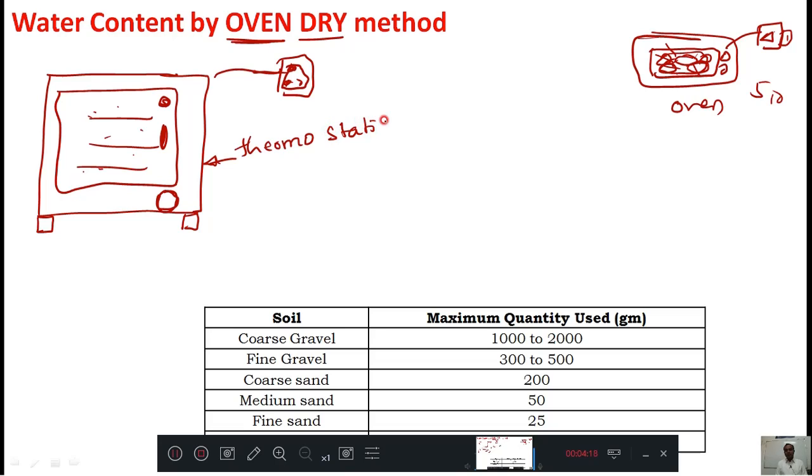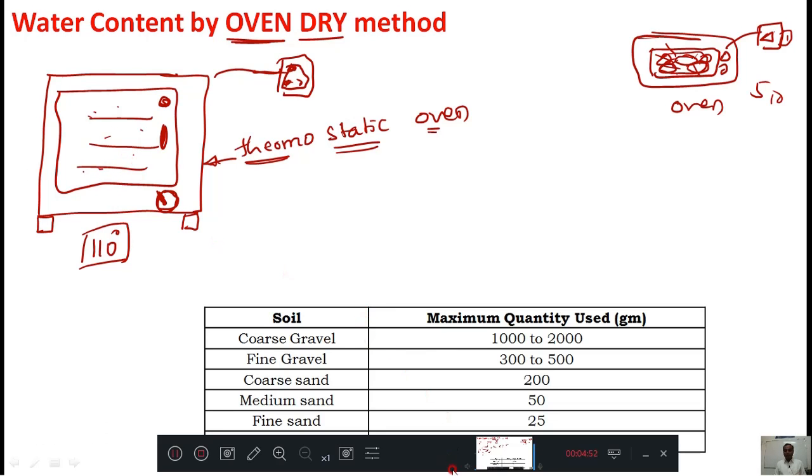Thermostatic oven. What does thermo mean? Thermo means temperature, and static means you fix it at one particular temperature. For example, if you want 110 degrees centigrade, you set it to 110 degrees and it will maintain 110 degrees inside. That is called a thermostatic oven. Now, in the oven dry method, we take the soil and put it inside the oven.